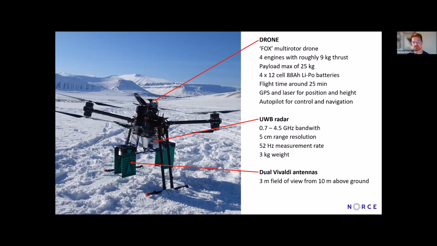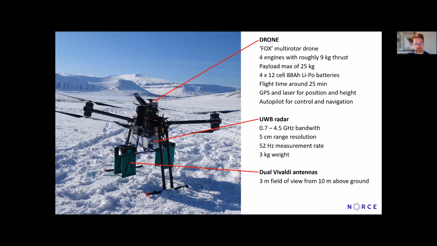The drone has a GPS and a laser to hold position and elevation above ground. And we have our own autopilot that controls and navigates the drone. So you can preload any flight plans and tracks, and then the drone will execute them.